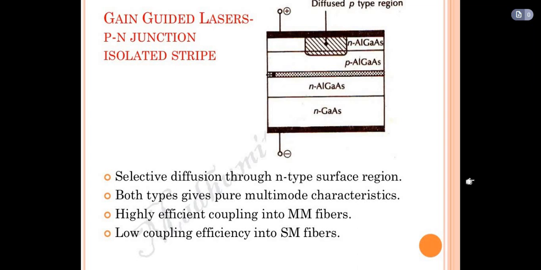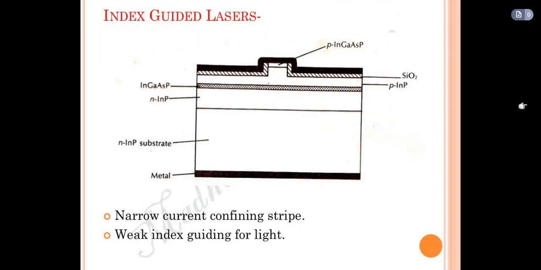So for the multimode, the efficient coupling is more as compared with the single mode, right? Because of that reason, we can say the gain guided lasers are more useful for the multimode as compared with the single mode. Clear? So that's how we can obtain the gain guided part of it. We need to draw it, and we need to explain about the isolated strip. Clear? Next part is index guided.